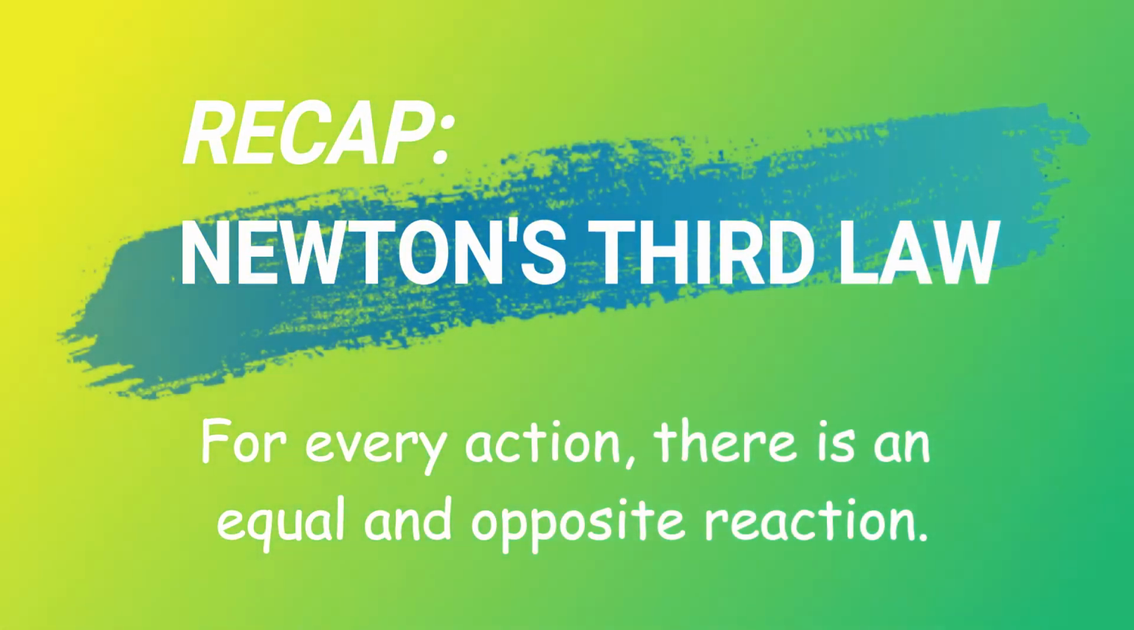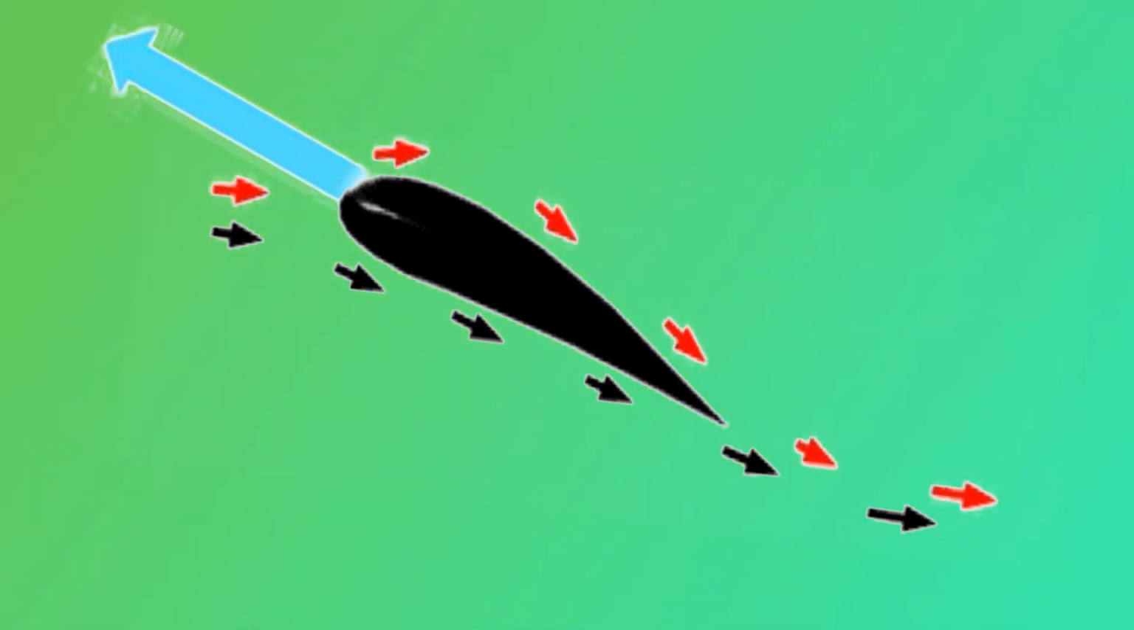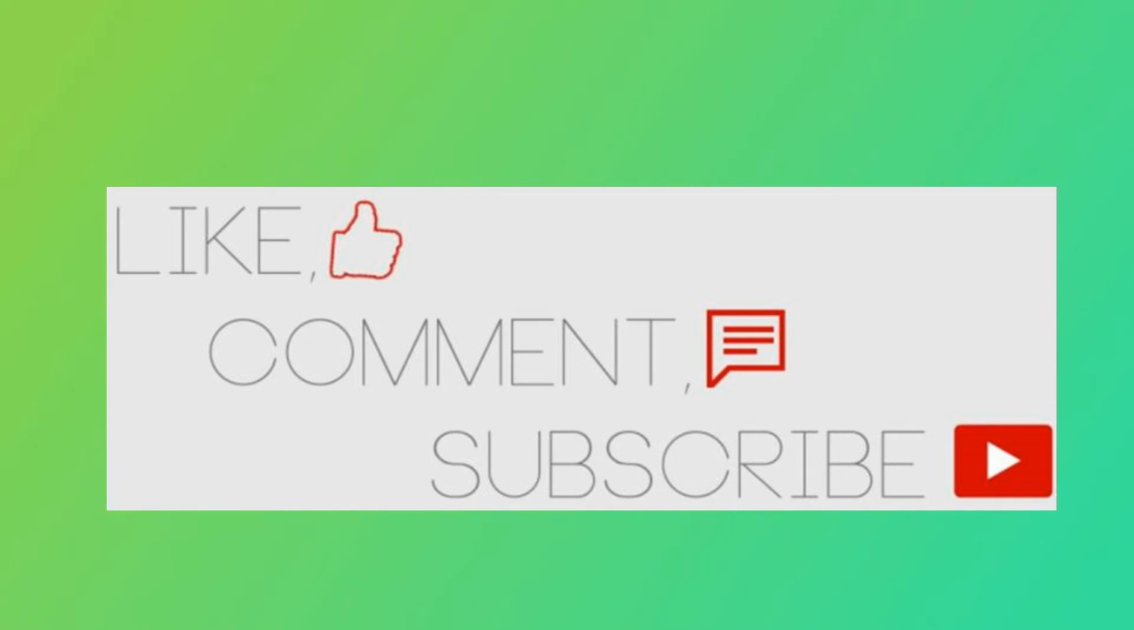Newton's third law once again comes into play. As the wings accelerate air downwards, a force is applied in the opposite direction and the plane is pushed upwards. Once there is enough airflow, thrust, and lift, the plane can successfully achieve flight. And that is how airplanes take off.